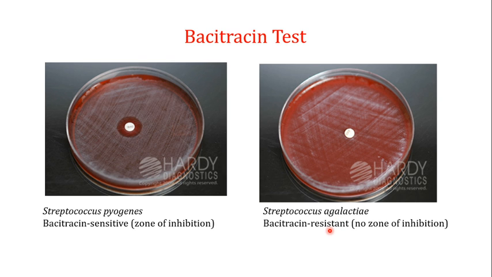So if you want to differentiate between the two on the media, if you are getting sensitivity against bacitracin, that means you have Streptococcus pyogenes, and if you have resistance against it, then the organism would be Streptococcus agalactiae.